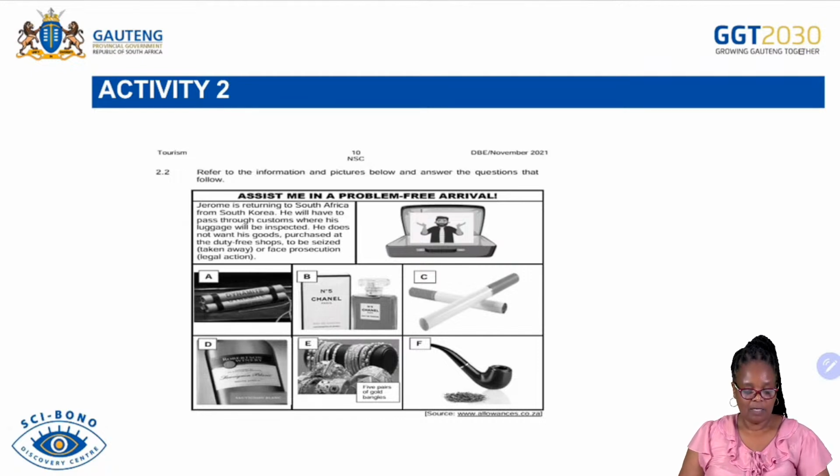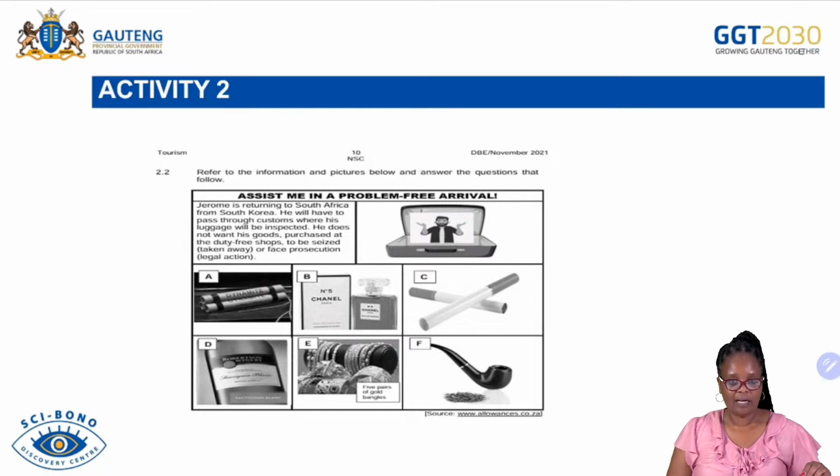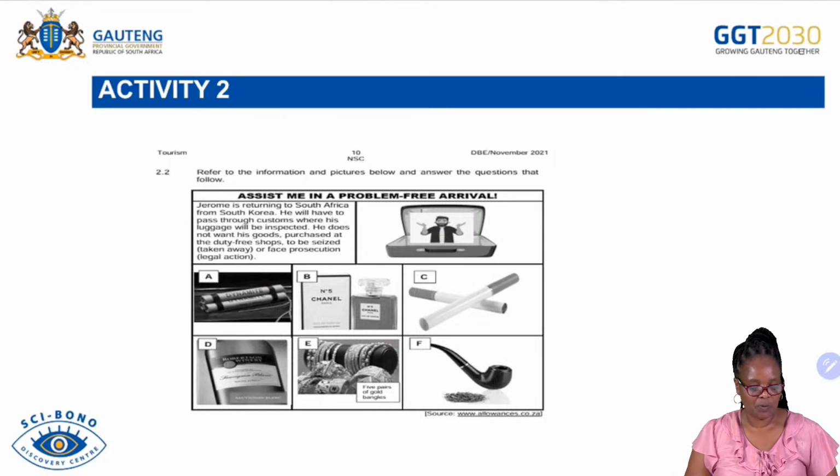We will start with the infographic that we see here. Let's look here, let's read together. Like I said, we are using the November 2021 question paper. It's important for you to use previous question papers. Refer to the information and pictures below and answer the questions that follow. Assist me in a problem-free arrival.